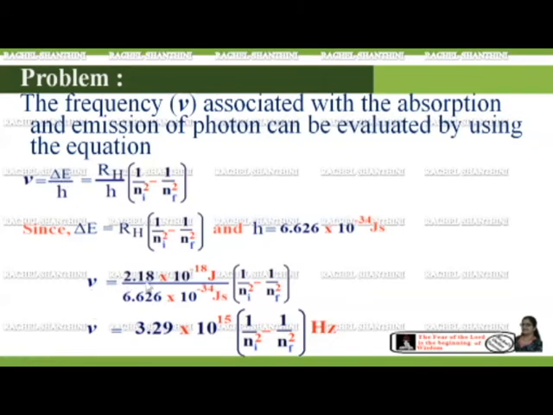nu is equal to 2.18 into 10 to the power of minus 18 joules upon 6.626 into 10 to the power of minus 34 joule second into 1 upon n_i square minus 1 upon n_f square. We can cross out the joules in the numerator and in the denominator. Now the unit will become second inverse. We can write the second inverse as Hertz. If we simplify these two values, we get nu is equal to 3.29 into 10 to the power of 15 into 1 upon n_i square minus 1 upon n_f square Hertz.